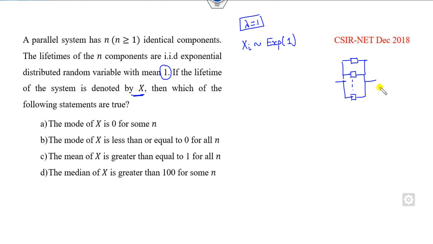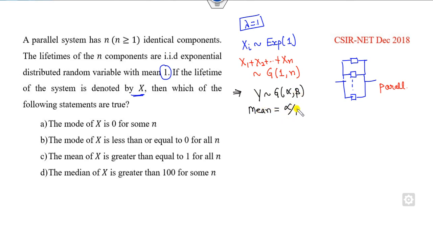Fine. Now they are parallel components. So what is the meaning of that? If I take all, at least one of them must be working. So what is that? It follows a gamma distribution of this. Clear? There is no issue about that. Then you can think about that. If I say y follows a gamma distribution of alpha comma beta, then what is the mean of y? Mean of y is this.